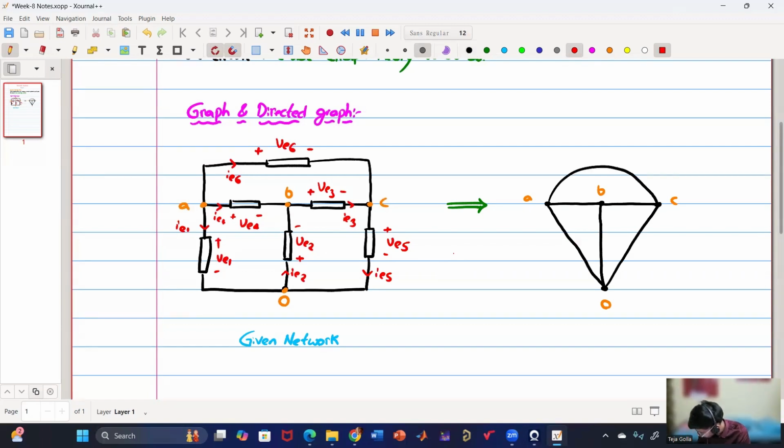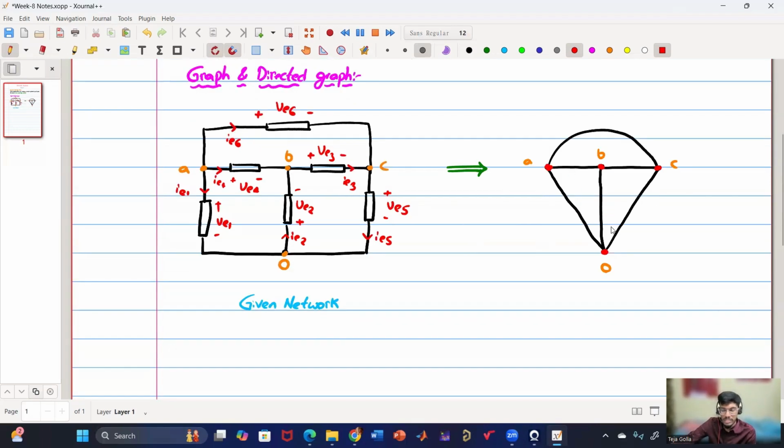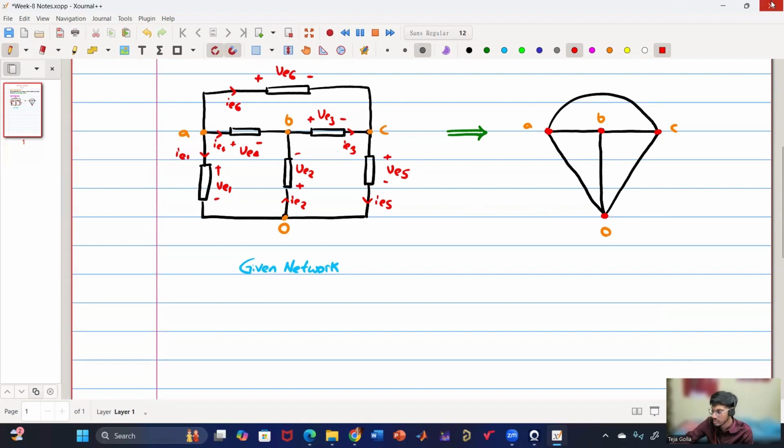Maybe I'll use a different color so that it can be seen. So basically the left circuit I am representing like a skeleton. I have removed everything and just mentioned what the nodes are and what the connections between the nodes are. The elements I am representing by a straight line. This is called the graph of the network. Is this clear, how we are drawing the graph of a network? Simple. We just represent the branch by a line.